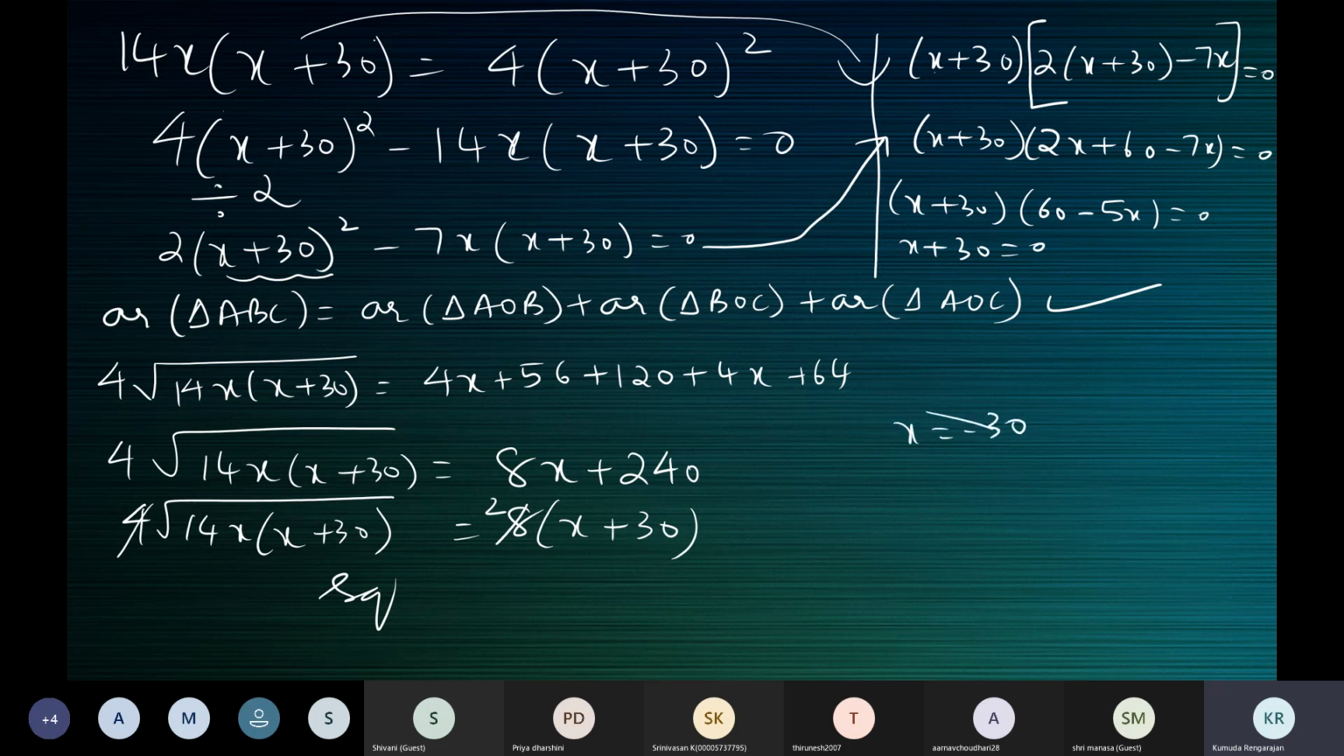So this is not possible. The value of x cannot be negative. 60 minus 5x is equal to 0. 5x is equal to 60. X is equal to 12. Now that you have the value of x, you can find the length of the sides AB and AC. X plus 14 and x plus 16. So it will be 26 centimeters and 28 centimeters.